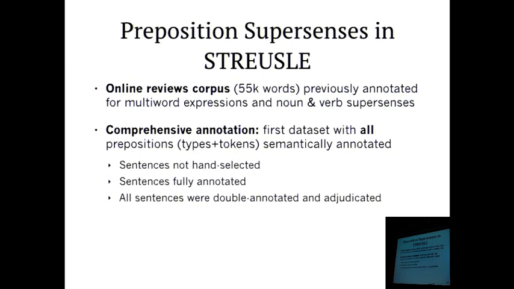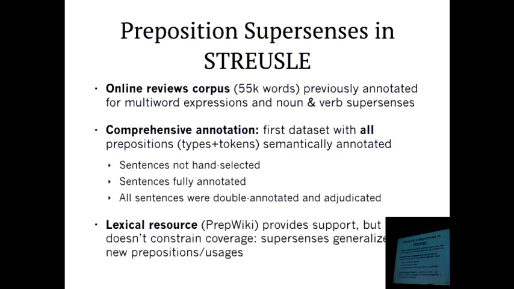Again, this was the first data set with all the preposition types and tokens semantically annotated, and all of our sentences were double annotated and adjudicated. Because this is such a hard task, we wanted to make sure that at least 2 people were looking at every sentence. The lexical resource provided support, but it didn't constrain the annotator. If they thought there was a usage that wasn't covered in the wiki, they were allowed to use any of the labels.